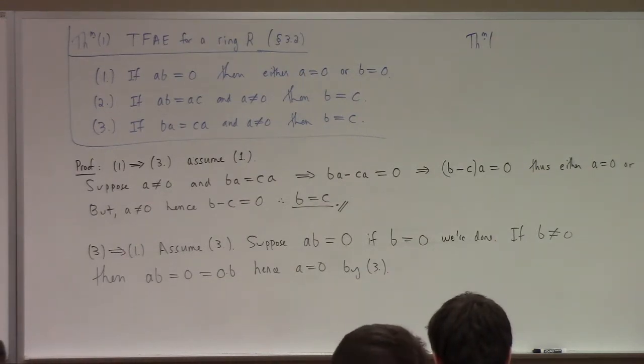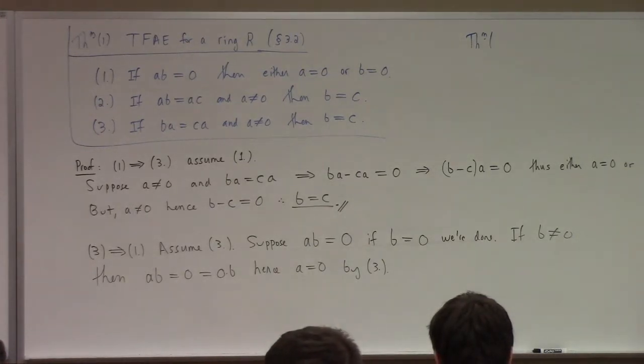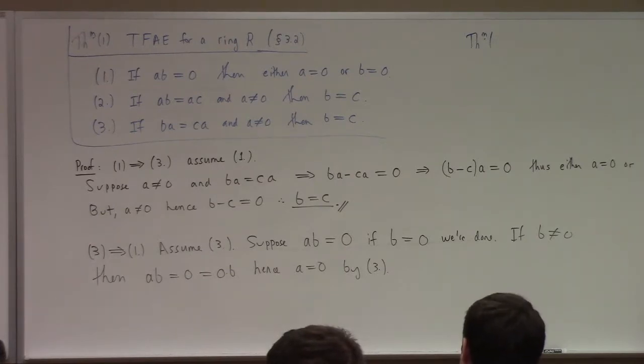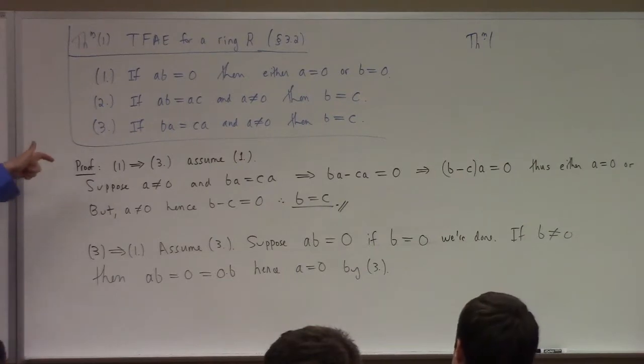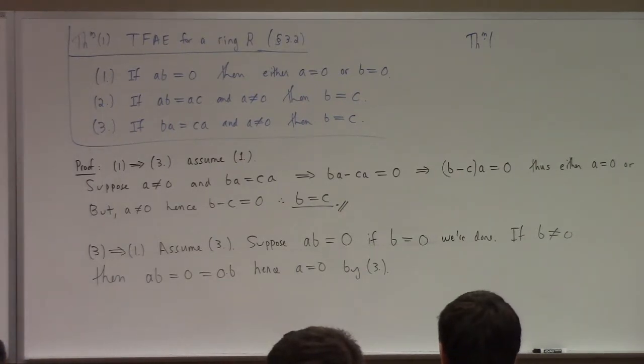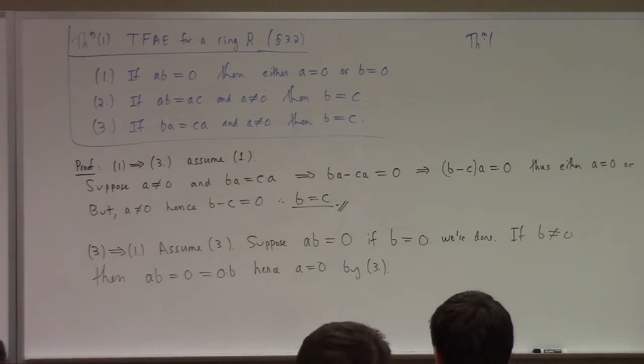The proof that 1 is true if and only if 2 is almost the same. What I don't advise you trying to do is to prove 2 implies 3. Maybe you can do it. It just hurt my brain when I tried to do it. Now, if R is a division ring, this all comes very immediately.